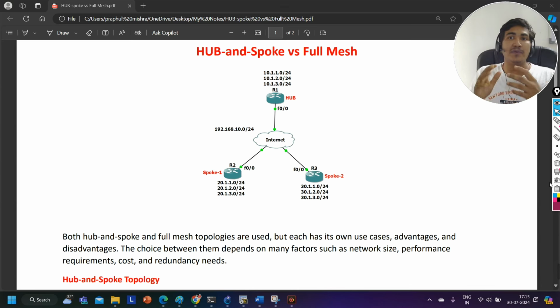But see, if you connect in full mesh topology, then you have to purchase lots of connections. I'm talking about WAN connections, because in full mesh you are going to connect all branches together. It means India is connected with US, US is connected with Australia, and Australia is connected with India. And like this, if you have a thousand branches, you need lots of WAN connections. So you have to pay lots of money for WAN connections.